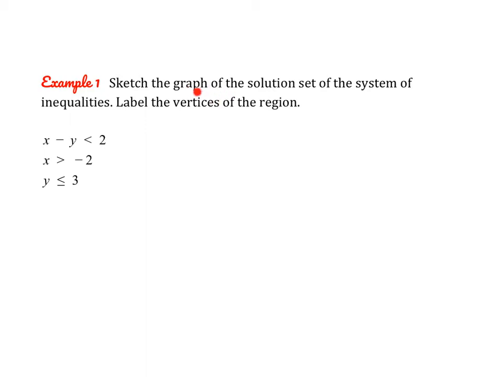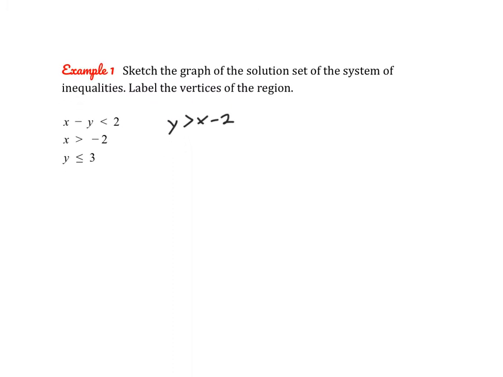So here they want us to graph the solution set and then label the vertices. So we're going to graph these three lines, just a really rough sketch as well. So I'm going to rewrite that first equation as y is greater than x minus 2, just so it's easier to graph. It's in slope intercept. And then I can see here I have a vertical line, and this will actually mean to shade to the right of it, because in terms of x, it's going to be right or left, and then we have a horizontal line. So let's graph those.